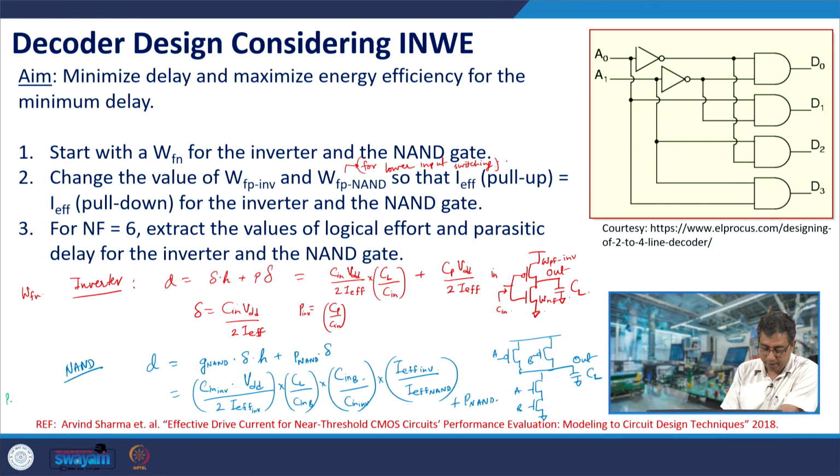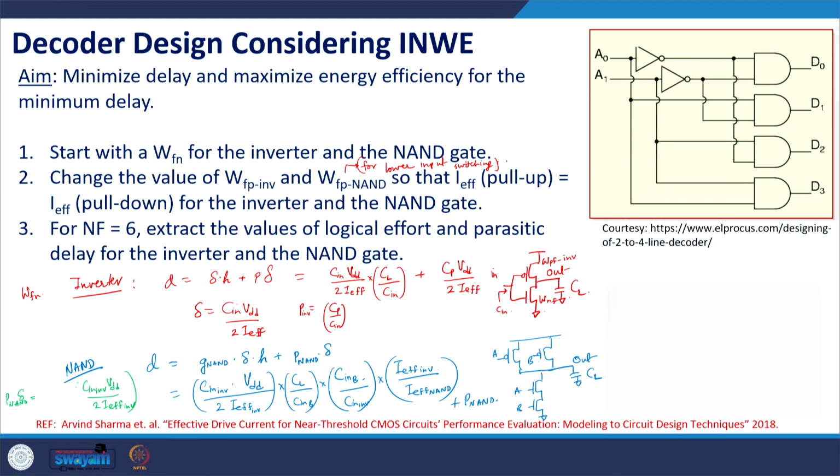Where P NAND is again given by C in inverter, VDD by 2 I effective inverter.